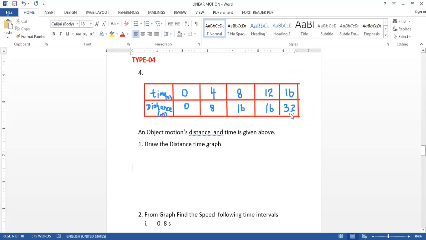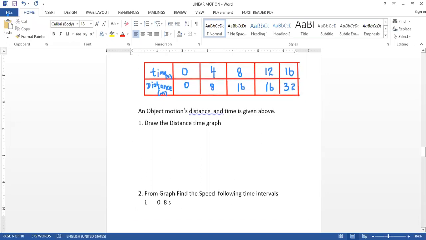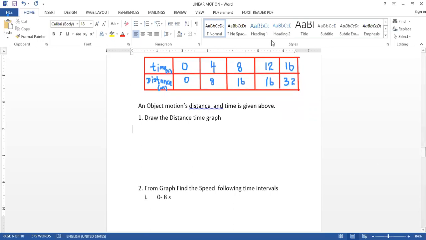It's a very simple question. An object's motion, distance and time are given. Draw the distance-time graph. Can you draw? You can, but I'll draw it. When you draw this graph, you don't need to put in all these graph points and everything. That is the old method. So look how I'm drawing. I'm drawing here and we'll do the question here, right?